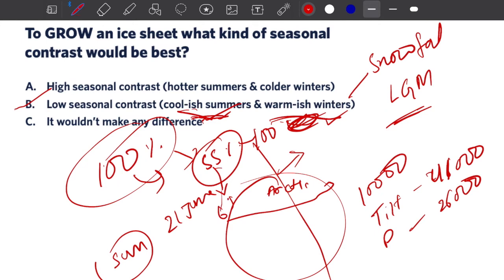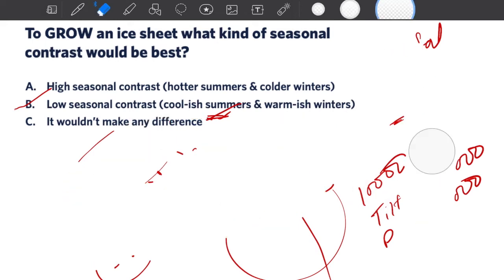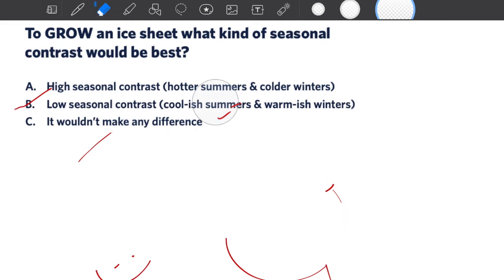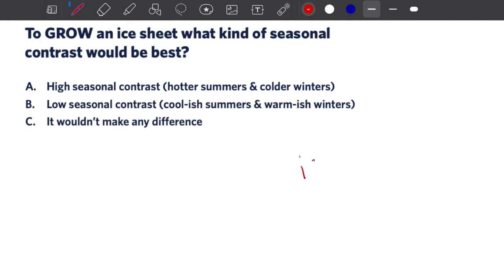Why am I increasing this way? Why is 55 not 55 in the next year? Why is it again increasing to 65? It is because of the ice albedo effect. Okay, ice albedo effect. There is also a feedback called the ice albedo feedback.